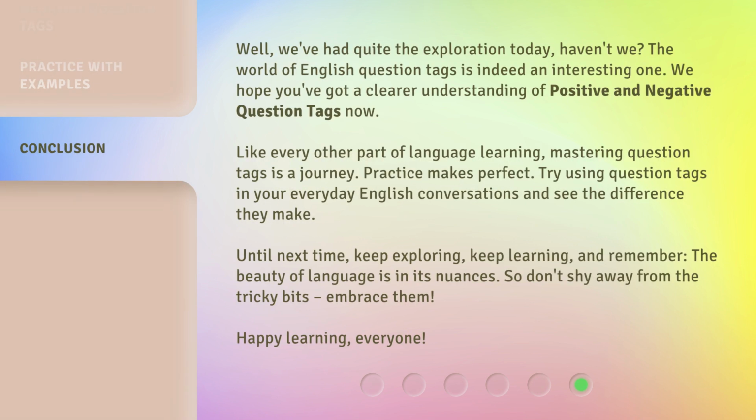Well, we've had quite the exploration today, haven't we? The world of English question tags is indeed an interesting one. We hope you've got a clearer understanding of positive and negative question tags now. Like every other part of language learning, mastering question tags is a journey. Practice makes perfect. Try using question tags in your everyday English conversations and see the difference they make.